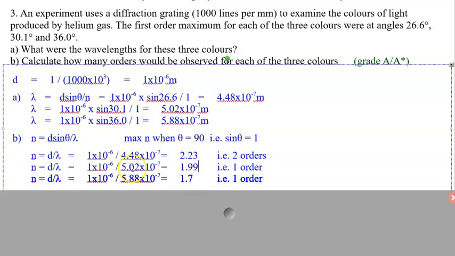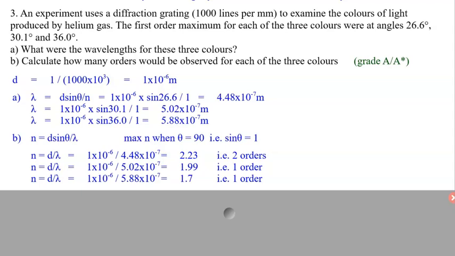With the second one, we get 1.99, so it's almost 2. At 90 degrees, we're almost getting the second dot, but not quite. It's slightly under that. The only dot we would see on either side is 1 dot, so we get 1 order. Similarly for this third wavelength, we get 1.7, so that's less than 2, so we only see 1 dot on either side. It's a little bit more difficult, and I would say this is A star.